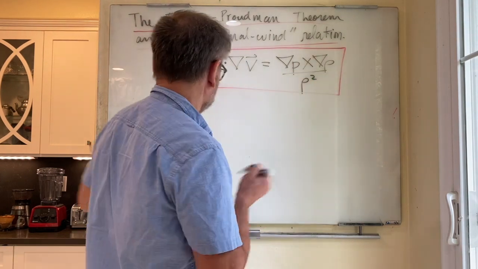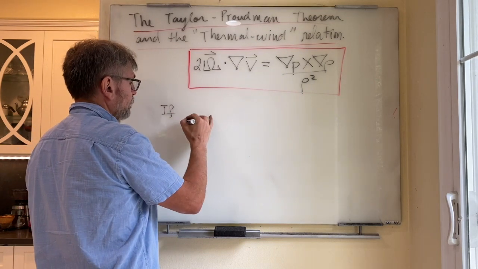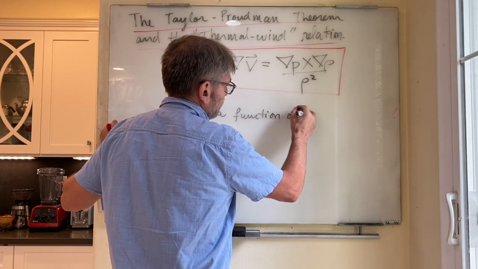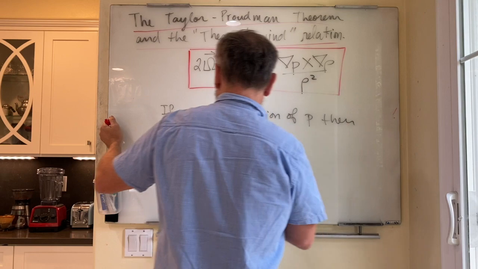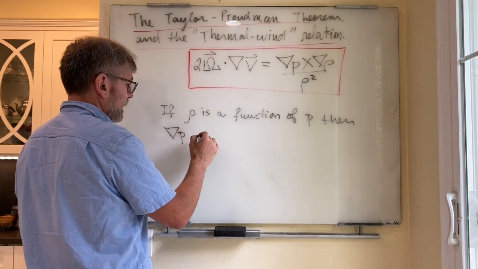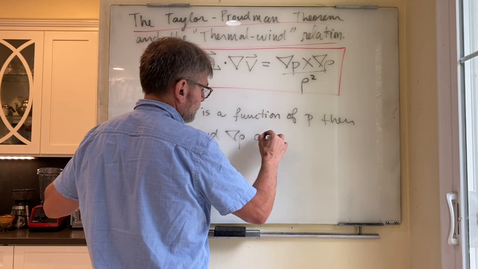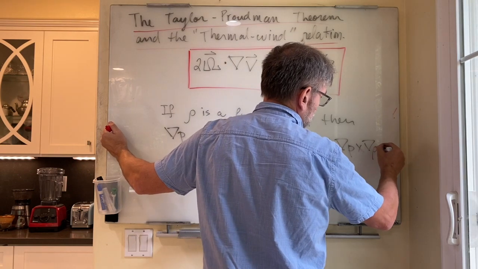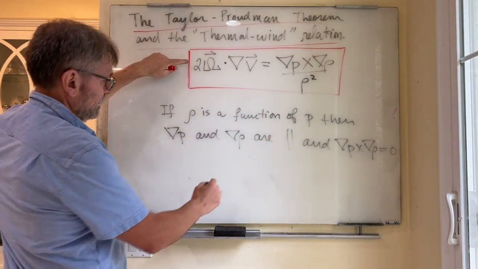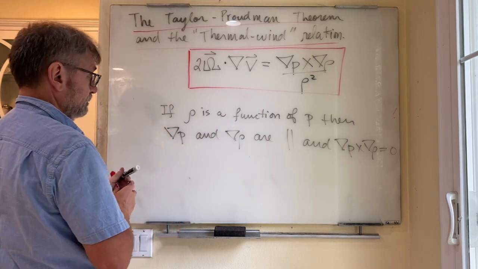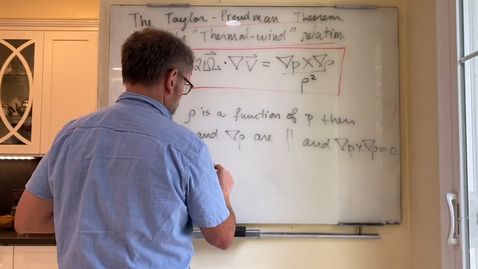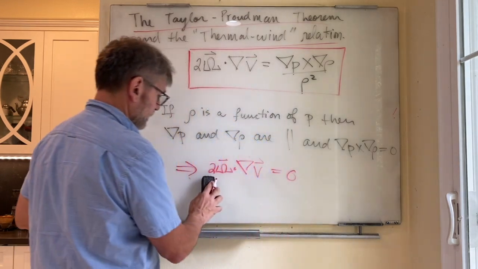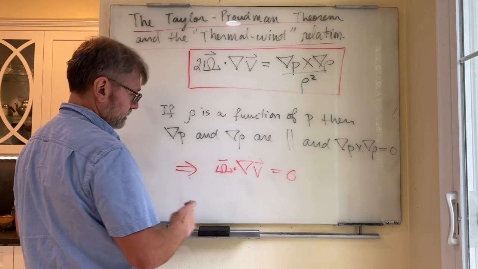And so if rho is a function of P, grad P and grad rho are parallel, and grad P cross grad rho is equal to 0. So this vanishes. And what we're left with is the result, which is the Taylor-Proudman theorem. 2 omega dotted with grad V is equal to 0. The 2 is not important. I can leave it out. Right? So scalar multiply. I can divide both sides by 2.